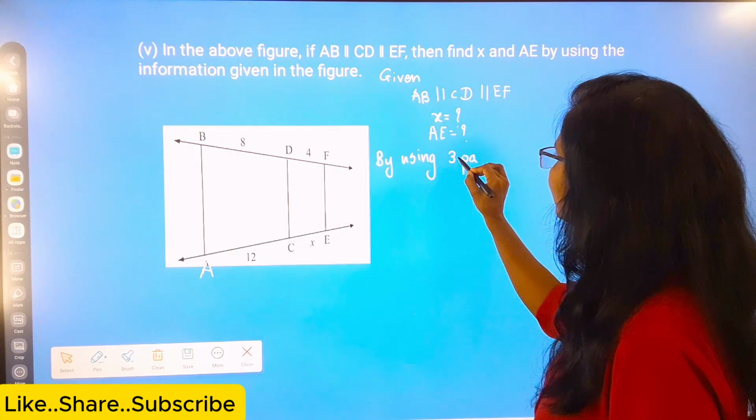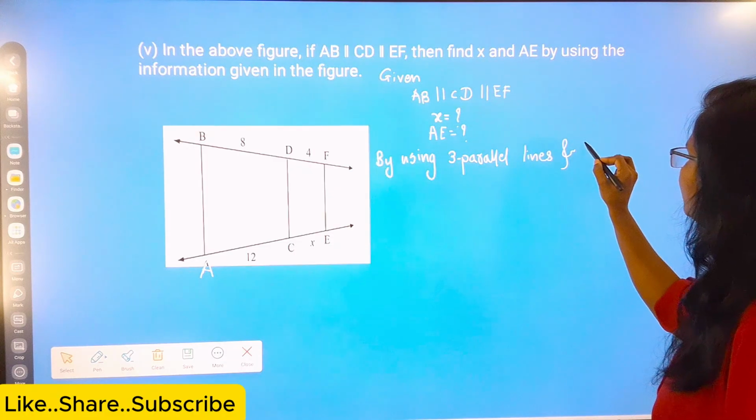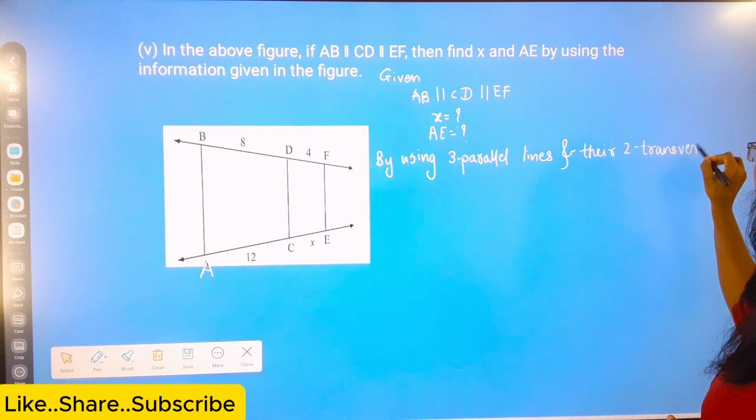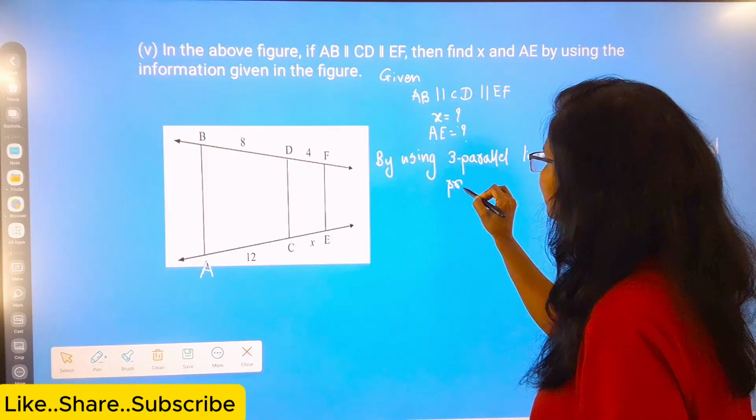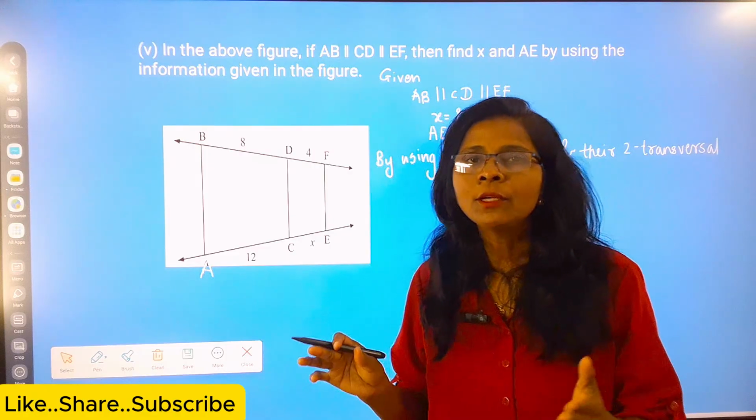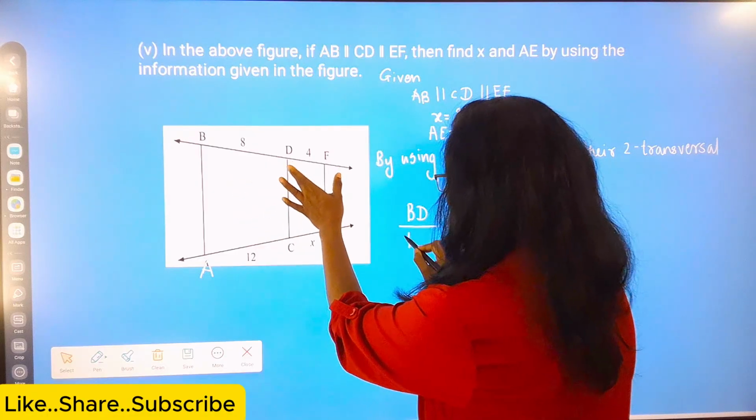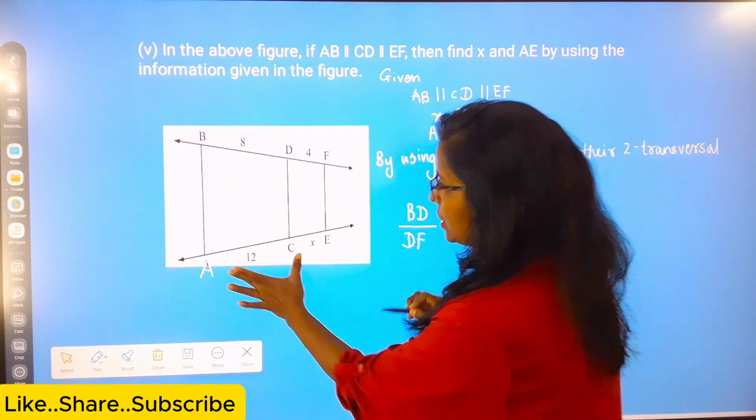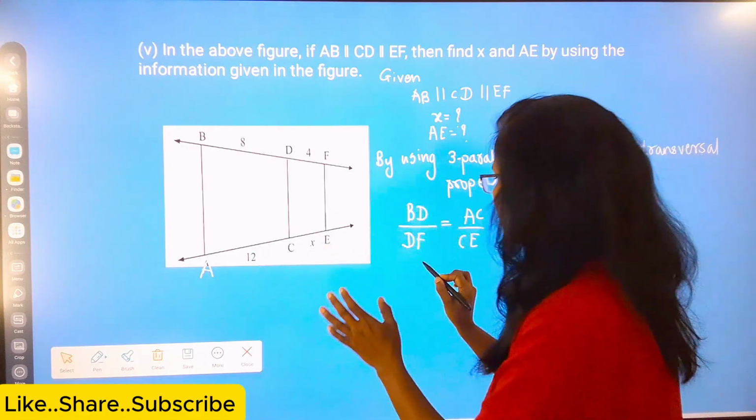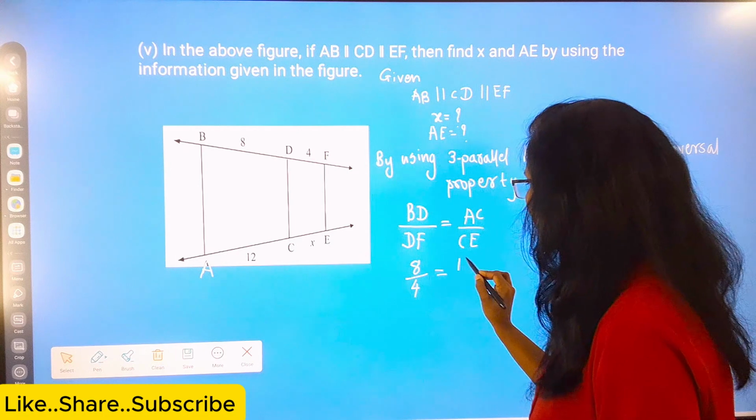So now we write, by using the three parallel lines and two transversals property, that the intercepts are equal. So here students, BD divided by DF is equal to AC divided by CE. Okay, so now substitution: 8 upon 4 is equal to 12 upon x.